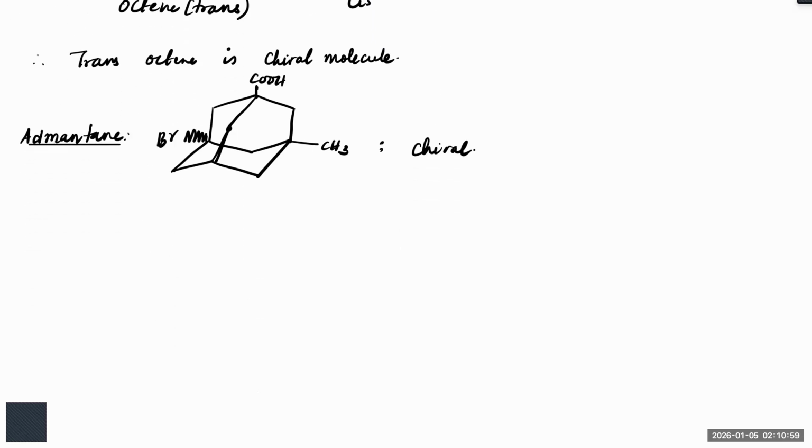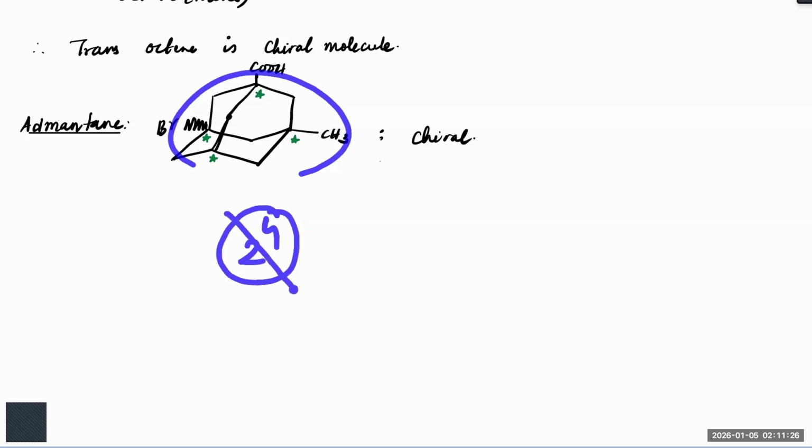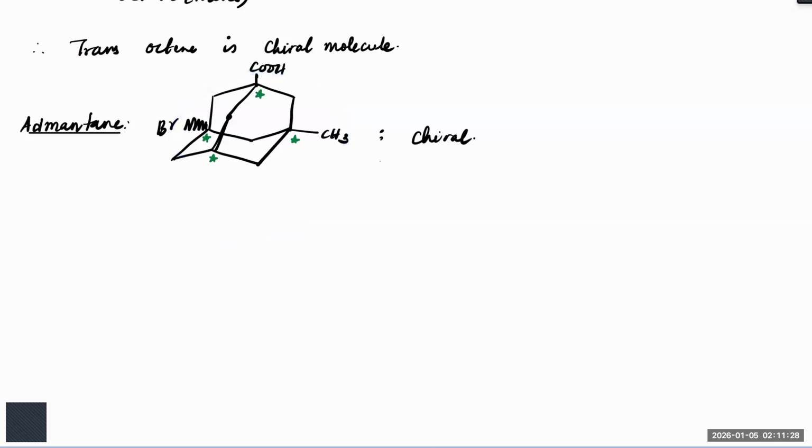Next note is adamantane. In case of adamantane here, correct? If you have these groups here, now notice this carefully. If the question is asked how many chiral centers, you can say this is a chiral center, this is a chiral center, this is a chiral center, this is a chiral center. So there are at least four chiral centers present in this case, correct? But does that mean it can show 2 raised to the power of 4 stereoisomers? The answer is no. Okay, it is only one.